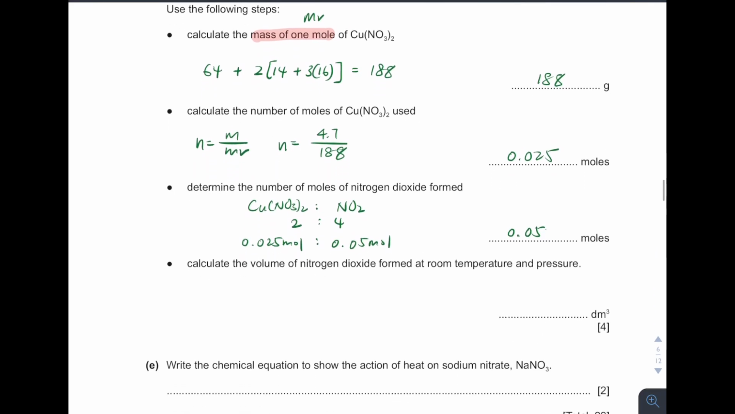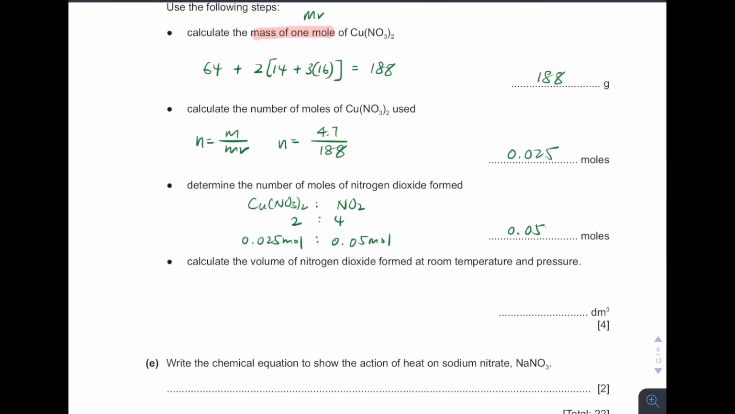Okay, next one. Calculate the volume of nitrogen dioxide formed at room temperature and pressure. For volume of gas, the formula is n equals V divided by 24 dm cube. The number of moles we have found here, 0.05. So 0.05 equals V divided by 24 dm cube. Eventually you get 1.2 dm cube.